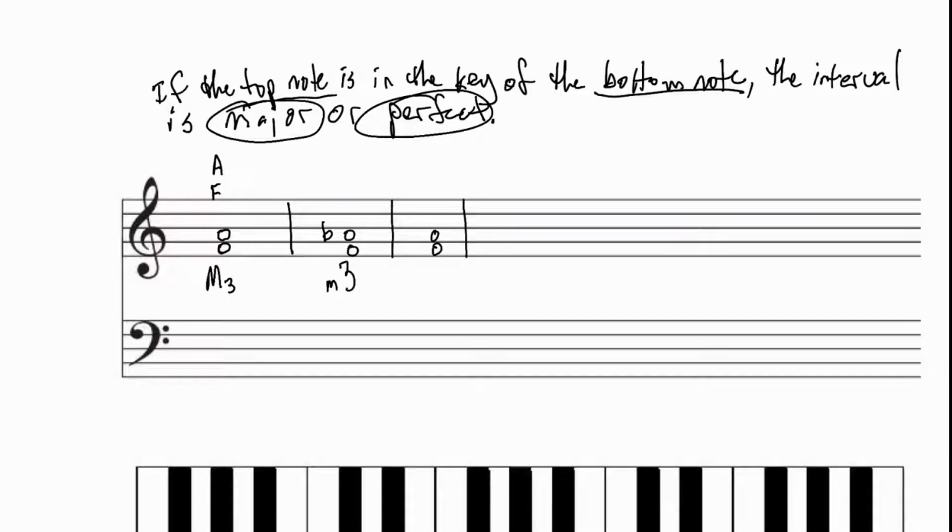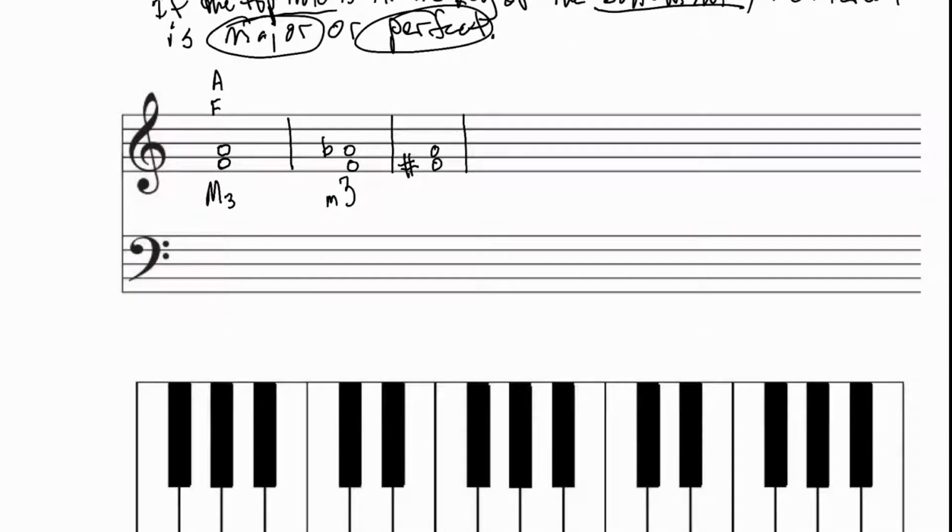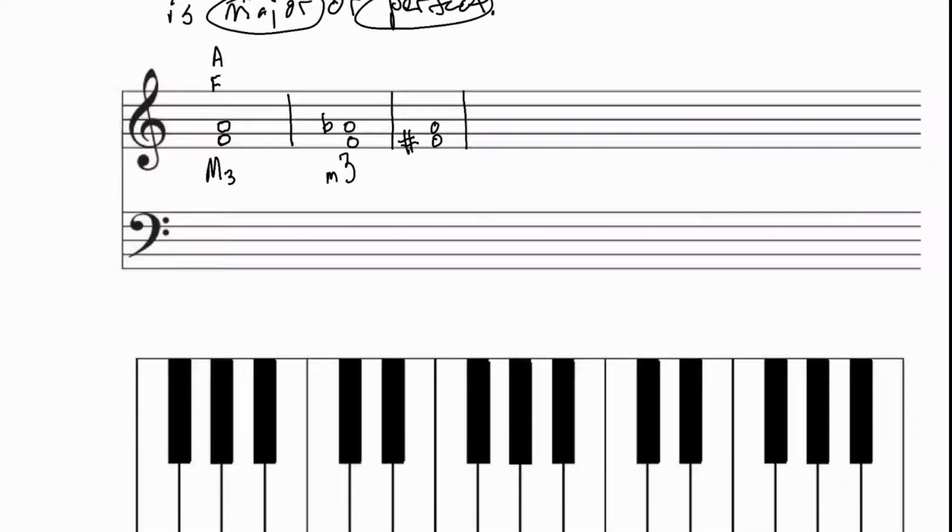If I raise the bottom note, it also makes the interval a half step smaller. Looking at the keyboard, F to A is a major third, 2 whole steps. Well, F sharp is now a half step higher, is a minor third. All right, I made these major intervals a half step smaller.